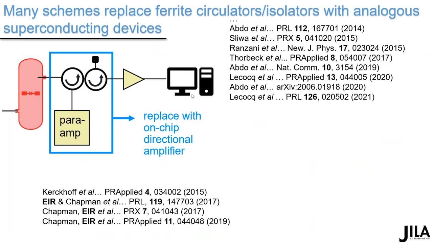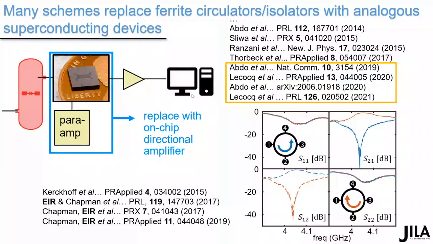In particular, I think there are some very impressive recent results from Baleegh Abdo and colleagues at IBM and also NIST Boulder, separate from us, who have been able to use such devices for qubit readout as well. So in 2017, here at JILA, we demonstrated our own superconducting chip-scale circulator, also based on this concept of parametrically modulating a particular resonant mode, a slightly different flavor than what other people are doing.